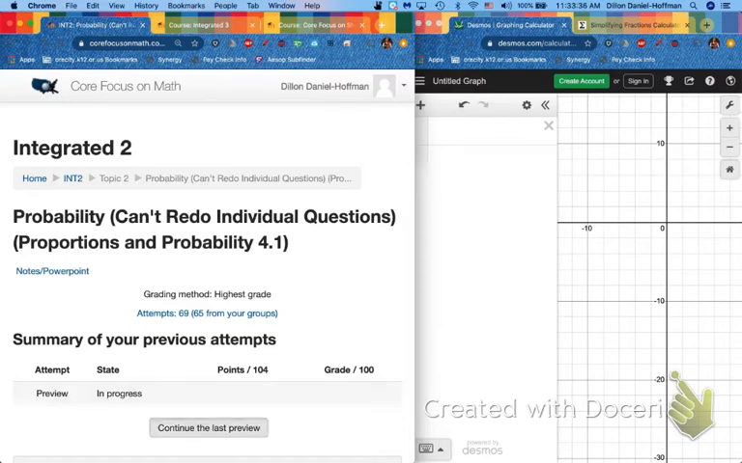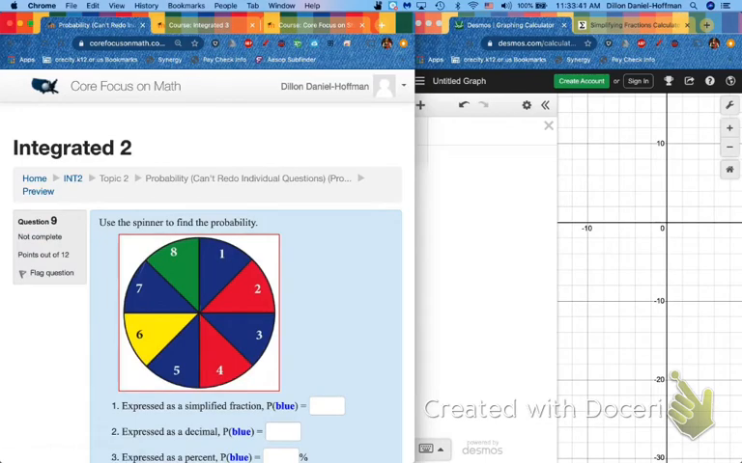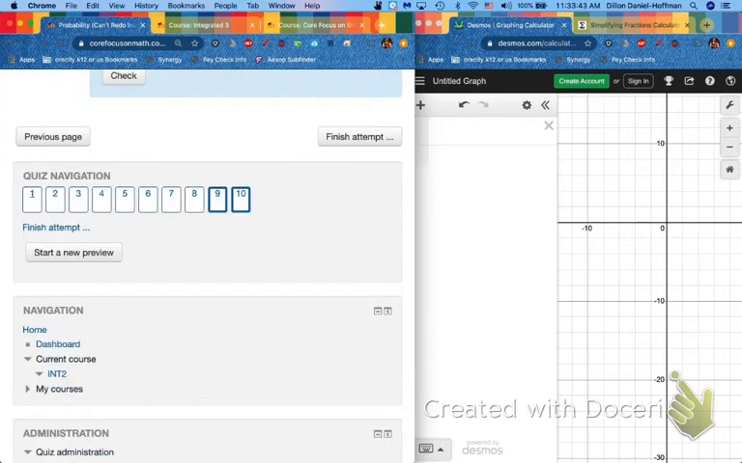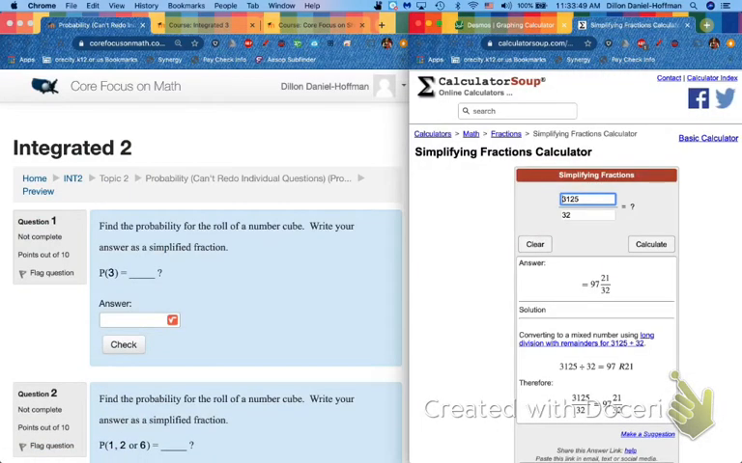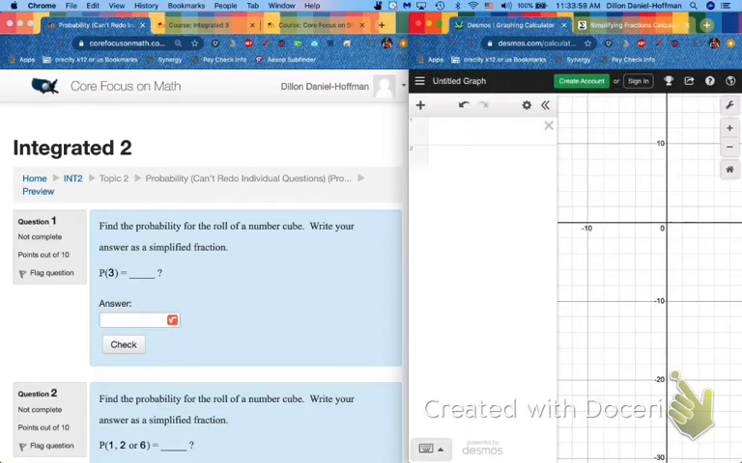And one thing I'm going to ask of you is that on the right side, in addition, let's start on number 1. In addition to having your Desmos calculator, you're going to want to have your simplifying fraction calculator, which thanks to the people again at Calculator Soup for providing this one. You can utilize that. Maybe you can go on Google and find another one. Calculator Soup's the one that I use.